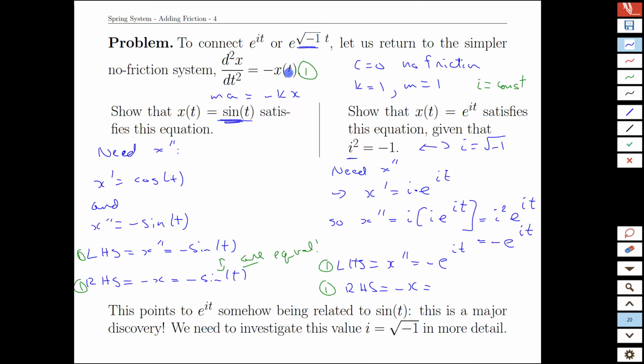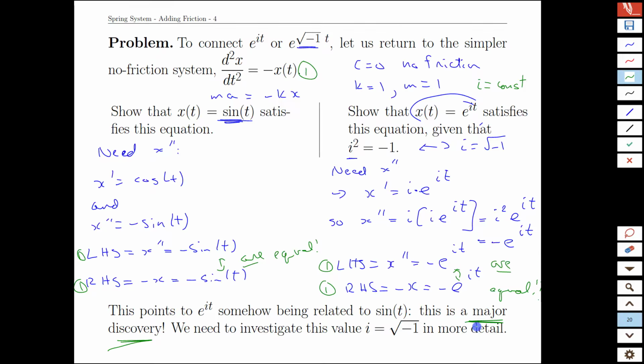As long as we can plug the x in and get this equal to negative x, well, sure enough, it's negative times, we said x was e to the it, e to the it. And these two, just like sine worked, are equal. So sine satisfies this equation, and e to the it also satisfies it if we're willing to trust that i can be treated like a constant.